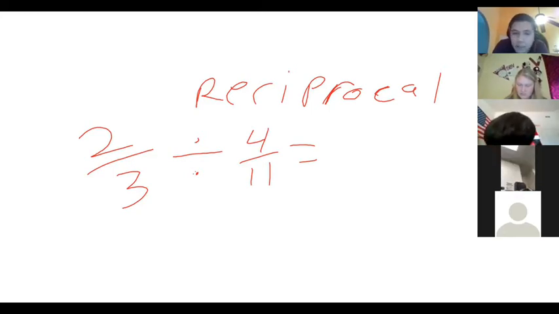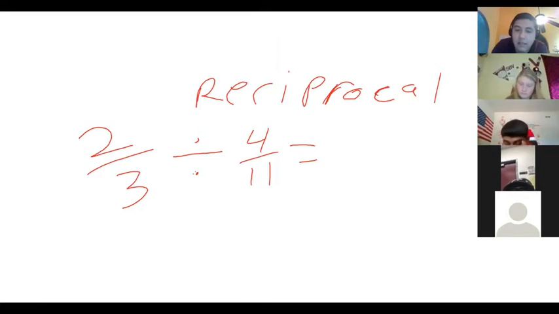So we have to turn this into a multiplication problem. And we do this by finding the reciprocal of 4 over 11. So when I say that, what does that mean when I'm trying to find the reciprocal? You have to flip it. Exactly. That's literally all it is, right? The reciprocal of a number is found by flipping it.